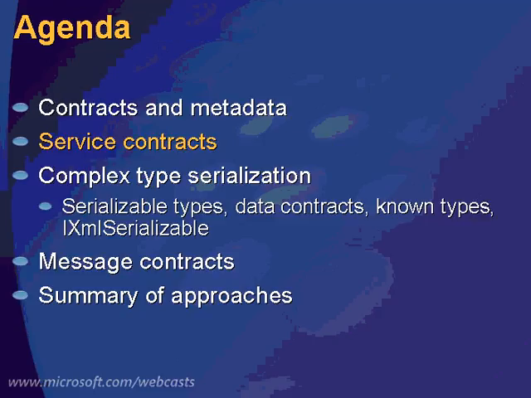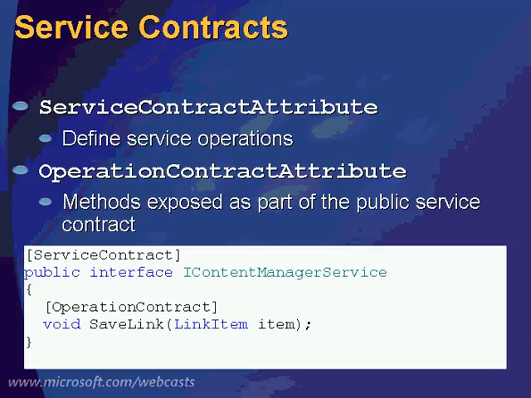So I'm going to move on now, and we'll talk a little bit more about service contracts, but really just some practices that you should look at when you implement a service contract, since we already saw that in the last webcast. When you define a service contract, you apply the service contract attribute to the interface. You can actually apply it to an interface or a class, but we prefer interface because then you can apply more than one to a service.